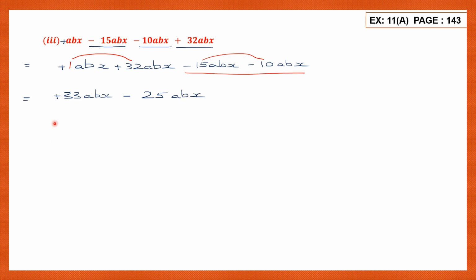Now here we have 1 plus sign and 1 minus sign. And look at the numbers 33 and 25. Which is the bigger number? 33. So when signs are different, put the sign of the bigger number. That means the answer will have a plus sign. And then you subtract the two. You must subtract 33 minus 25. That is 8, isn't it? So 8abx. Our final answer is plus 8abx, or you don't even have to put the plus sign, it's understood. 8abx is our final answer.